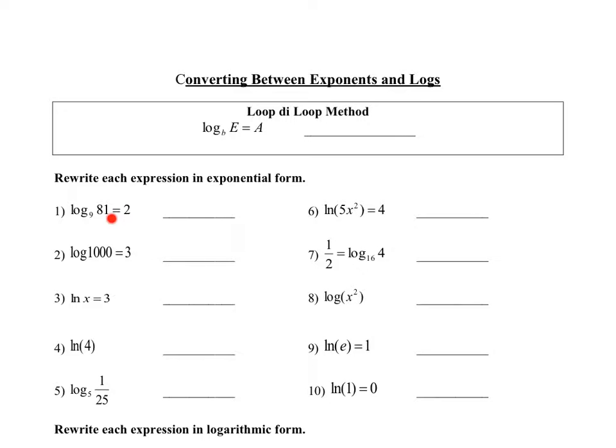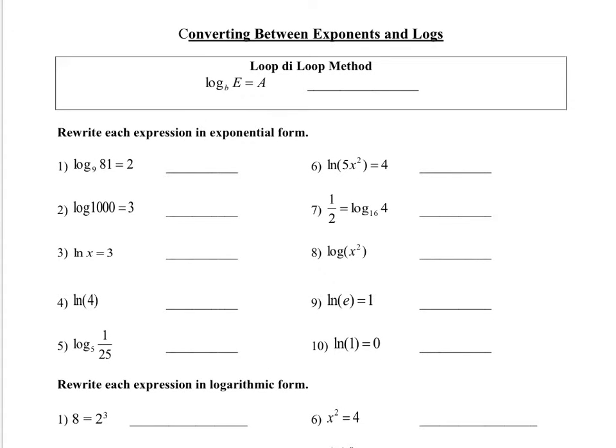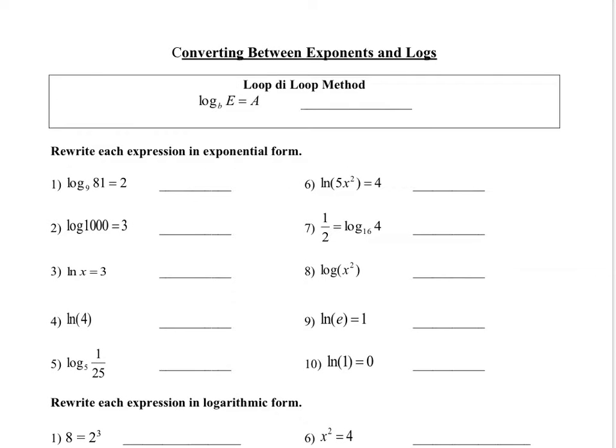So if I have a log, can you make it into an exponent? Or if I have an exponent down here, can I make it into a log? The way that we convert them is using this loop-de-loop method, what I like to call. So we're going to circle the base. We always start at the base, go up to the exponent, and come back to the answer. So this would be b to the a power equals e. All right? So watch. We start at the base, we go up to the exponent, back down to the answer. So b to the a equals e.